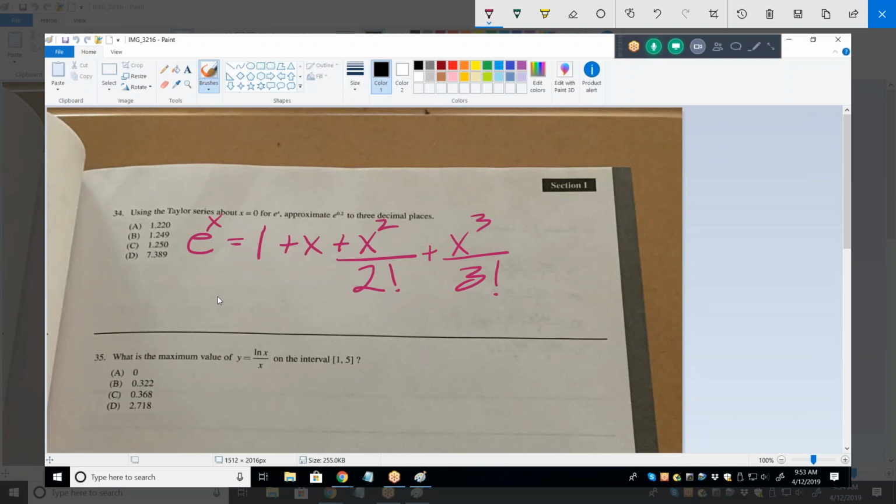Right. So, this is interesting. Using the Taylor series, approximate e to the 0.2 to 3 decimal places. It's ambiguous. Well, maybe it's not. So we got 1 plus 0.2 plus 0.2 squared over 2 factorial plus 0.2 cubed over 3 factorial. You see what my problem is? Yeah, where do you stop? They didn't tell us how many terms of the Taylor series to use.